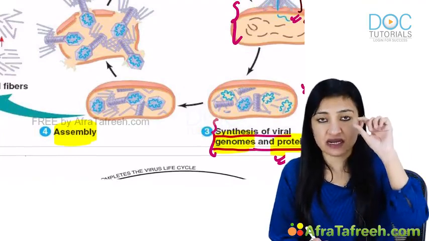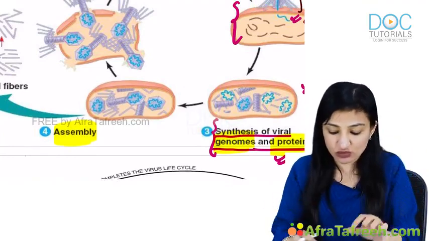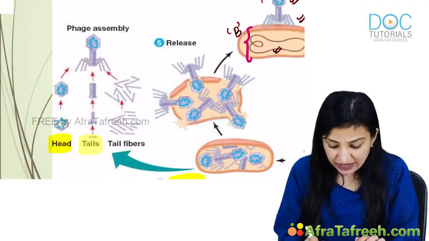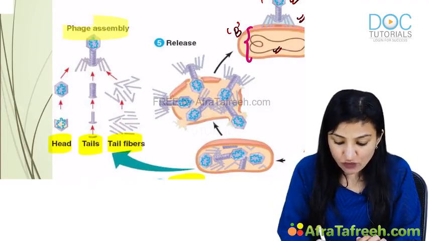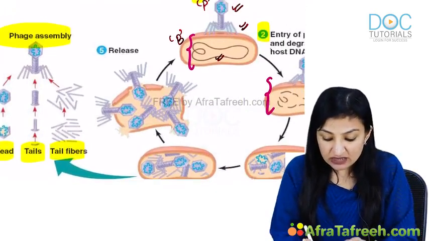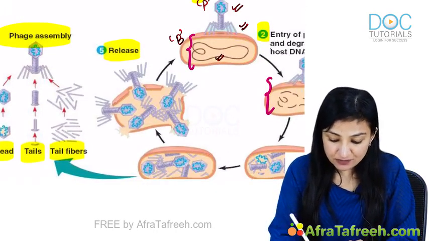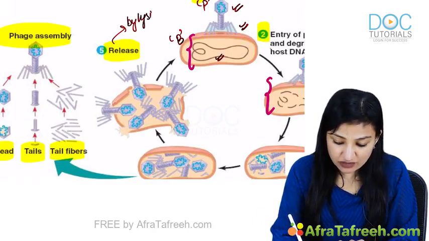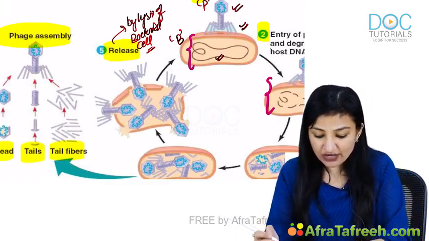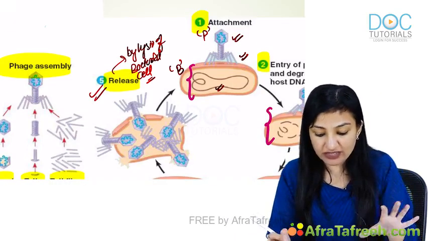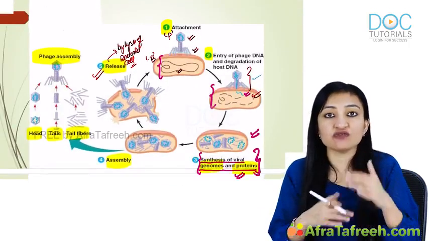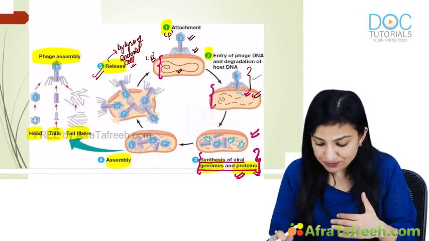That is the replicated genome, and the proteins have to come together to form the phage particles. During assembly, the head, tail and tail fibers come together to assemble the phage. Once the daughter phages have been formed, they are released by lysis of the bacterial cell. Then these phages attack other bacterial cells. So this is how the phage and bacterial interaction works.